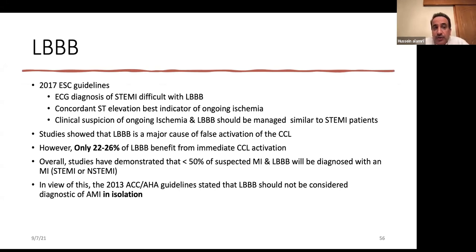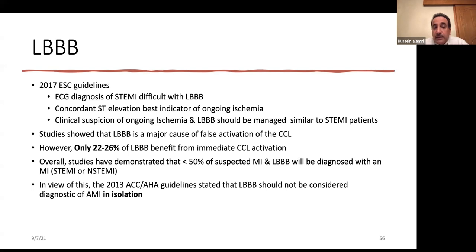The old guidelines used to consider left bundle as an ST elevation MI equivalent, especially when it's new or presumed new left bundle. However, the new guidelines don't consider left bundle branch block as an ST elevation MI equivalent. The 2017 ACS guidelines comment that diagnosis of MI in these patients is difficult. You should consider the Sgarbossa criteria and look at concordant ST elevation, which is the best indication of ongoing ischemia. However, if the clinical suspicion is very high, then you manage them as ST elevation MI.